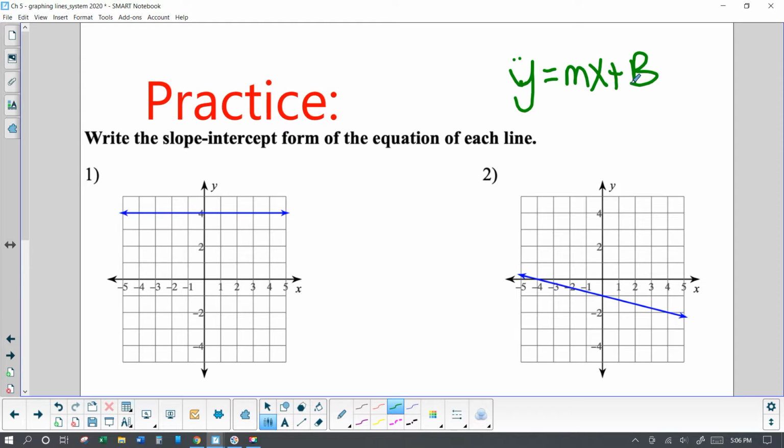Y equals mx plus b, right? That's my slope-intercept equation because it tells me my slope and it tells me my y-intercept. Those two numbers, y equals blank x plus blank. So let's go ahead and write an equation from the line. Remember, if I have a graph, what I want to first do is identify the slope. And the slope is the rise over the run.